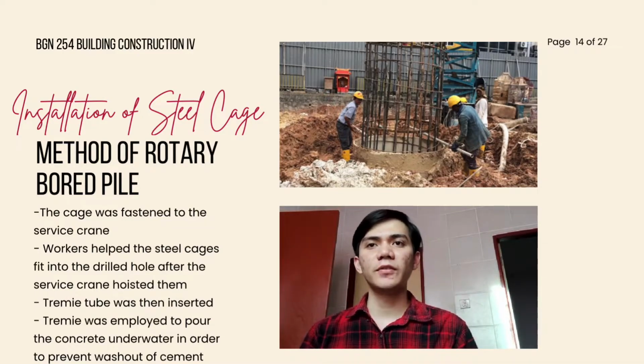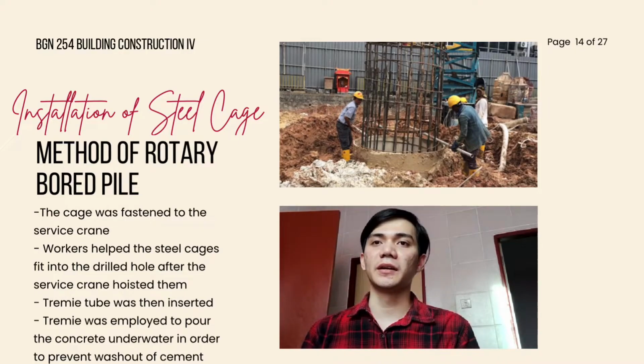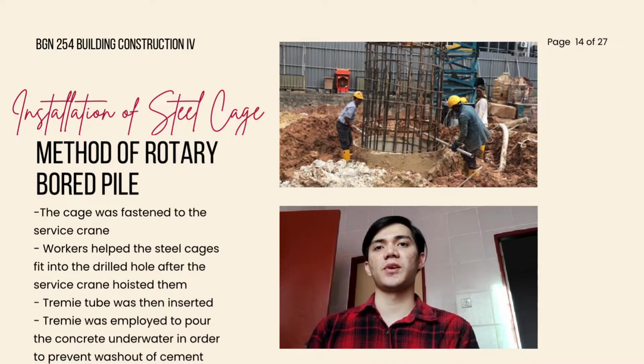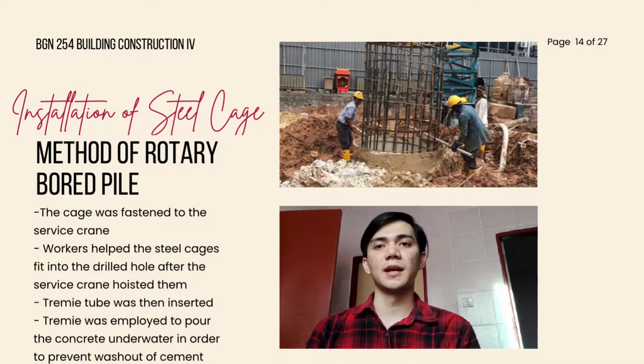Next, to facilitate handling, lifting, and installation without causing permanent deformation, the cage was fastened to the service crane. Workers helped the steel cage fit into the drill hole after the service crane hoisted it. Section by section, the tremie tube was then inserted.